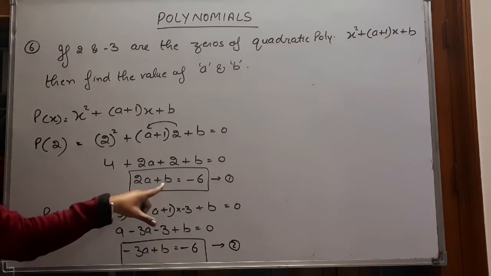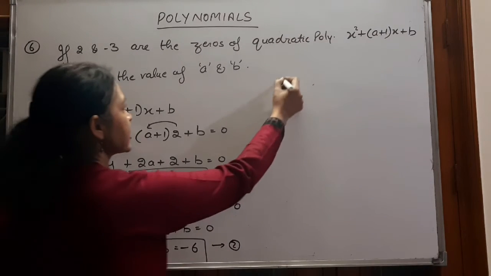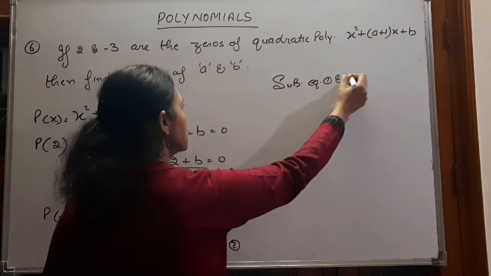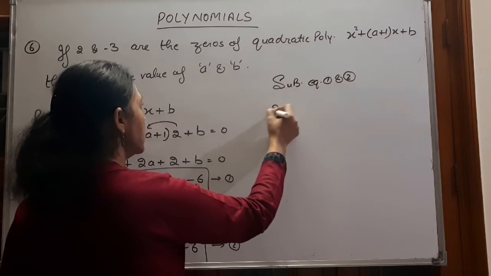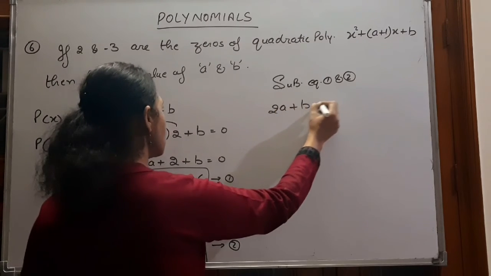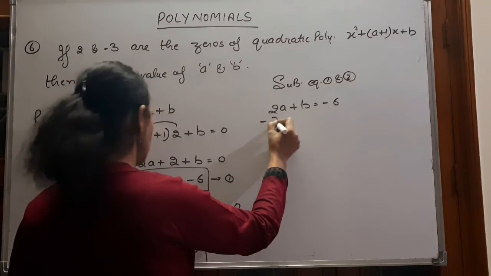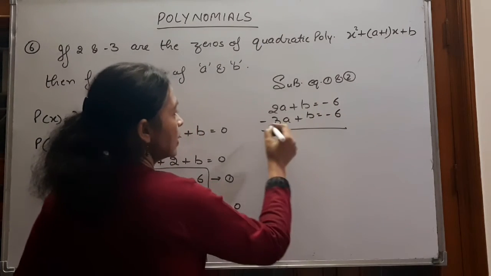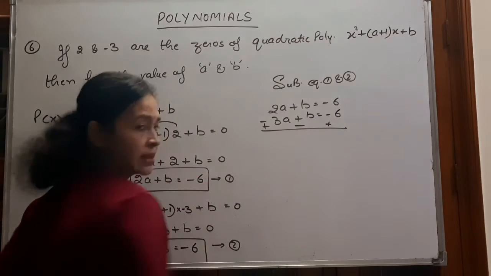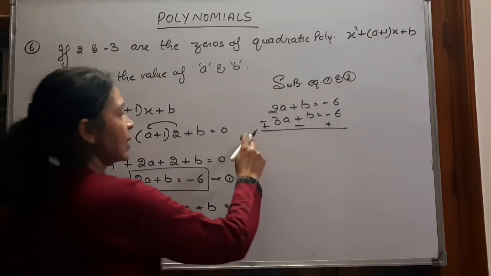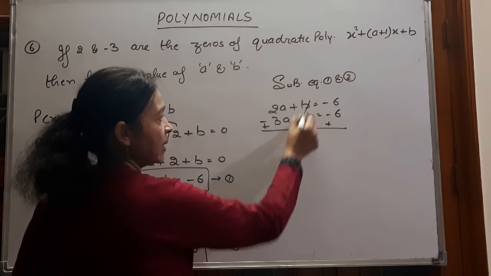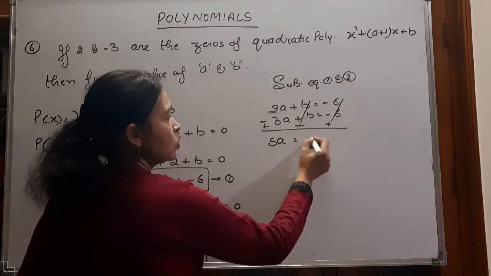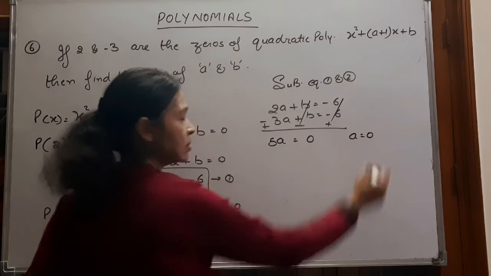Now the coefficient of b is the same in both cases. Let's subtract equation 1 and 2. Equation 1 is 2a plus b equals minus 6 and minus 3a plus b equals minus 6. In case of subtraction, the sign of the second term gets changed. b and b get cancelled. 2a plus 3a, 5a equals 0 and the value of a is 0.